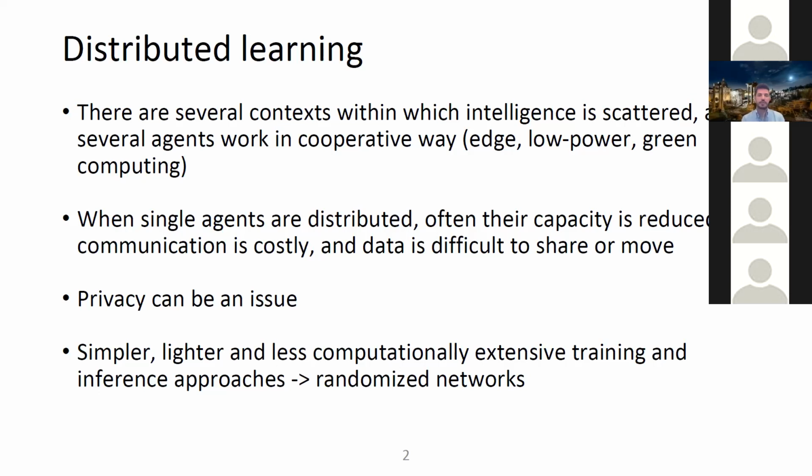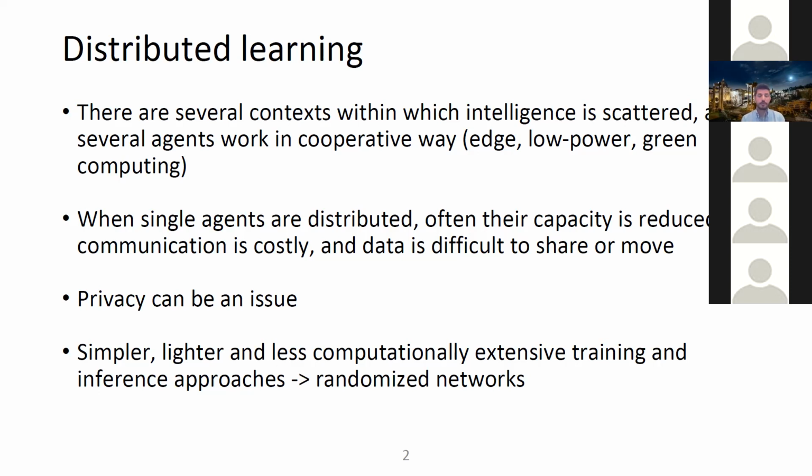In these cases, when those single agents are distributed, often the capacity is thought to be reduced because they are scattered around the network, and the communication can be costly among these agents. Furthermore, data is very difficult to share or move in contexts where we have low complexity and low capabilities agents and sensors. There's also another issue, which is privacy. If we think about biomedical applications, for example, privacy is indeed an issue, and so data is impossible to move.